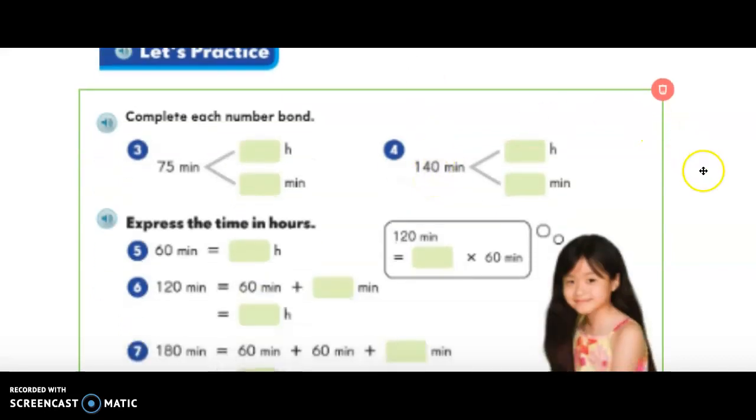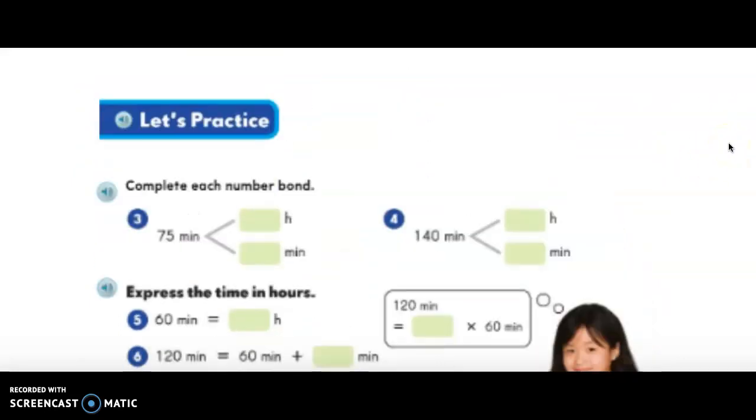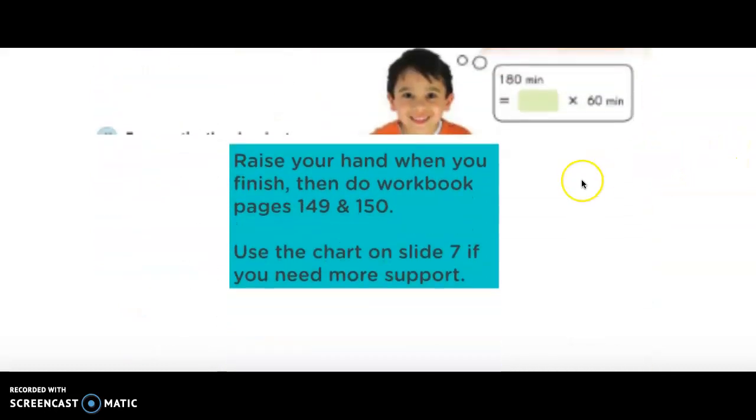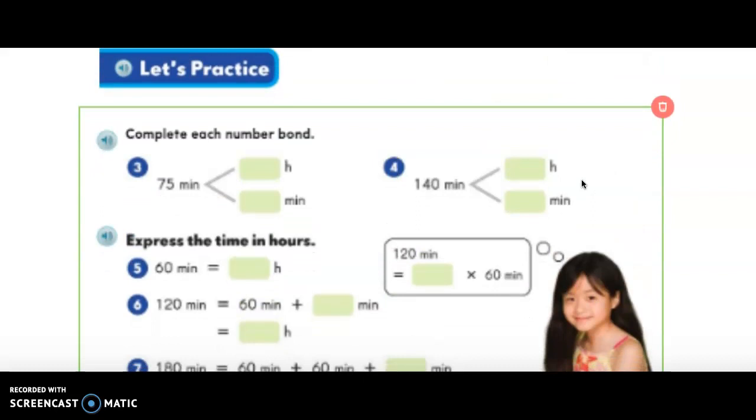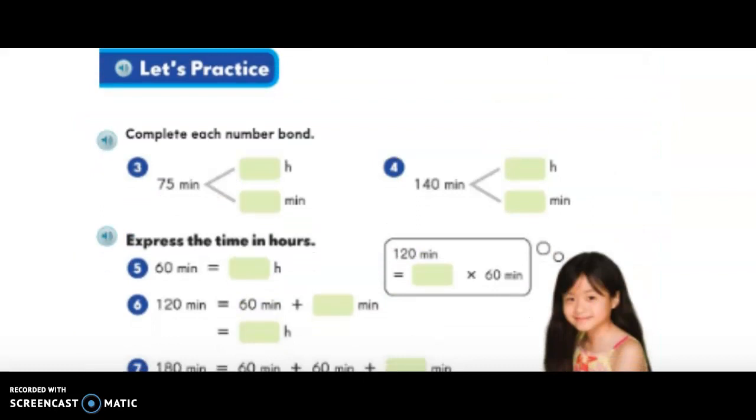So for today you're doing the Let's Practice. This is slide 8. And then once you finish, you need to raise your hand. And then you are doing workbook pages 149 and 150 today. Don't forget to take a picture on Seesaw and put it in the math folder once you finish. Good luck, and use that chart. It's really going to help you go step by step.